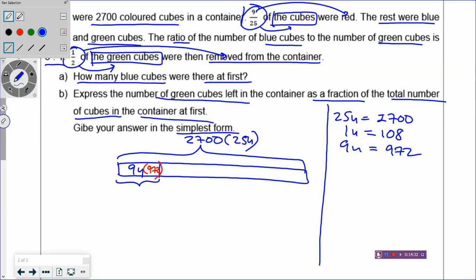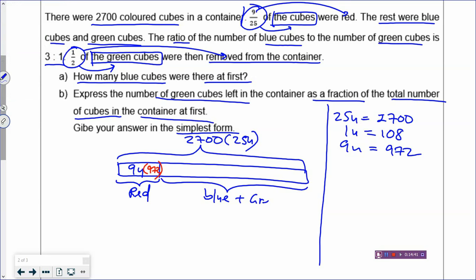So let's label red, and the rest were blue and green. Okay, so let's label blue and green. Okay, and you're until here. Right, no solving. It's just drawing and a little bit of finding out the important numbers.